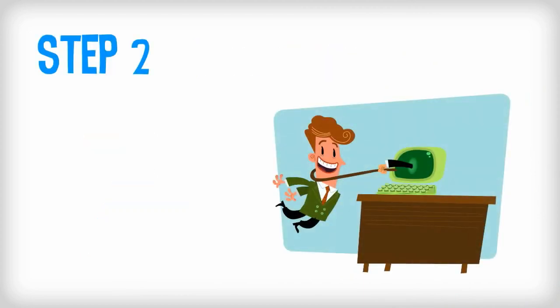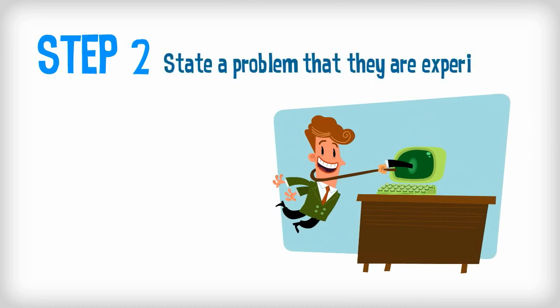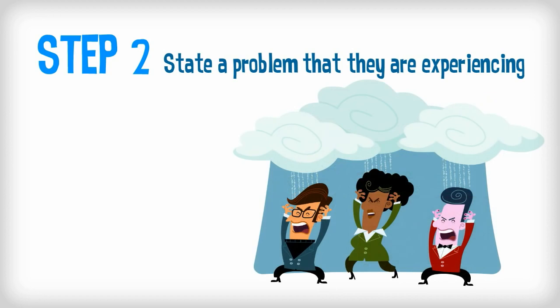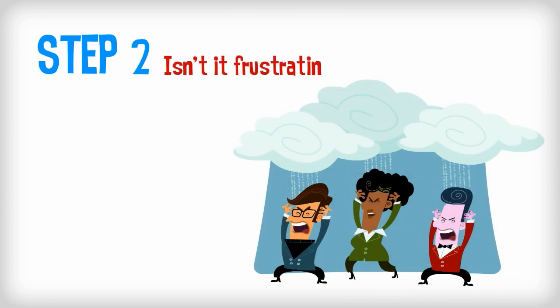This is step number 2. The best way to hook someone's attention is by stating a problem that they're experiencing. It can be as simple as saying, "Isn't it frustrating when?" or "Don't you hate it when?" and fill in the blanks.